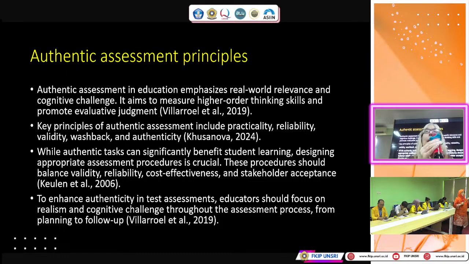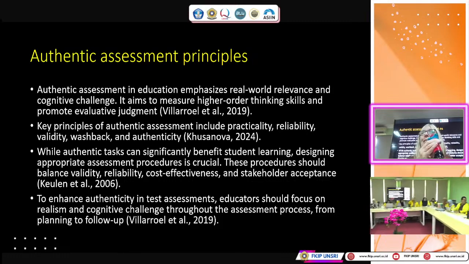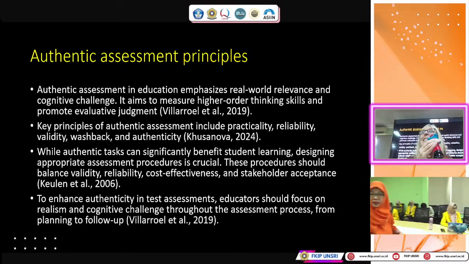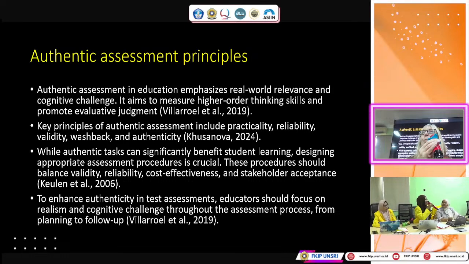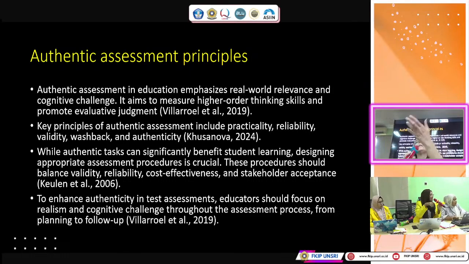Yes, what's Bloom's taxonomy? If you don't know where to look for Bloom's taxonomy... I think it relates to when we construct the RPP, the lesson plan. So we need to include it. When you create a lesson plan, you will apply Bloom's taxonomy.